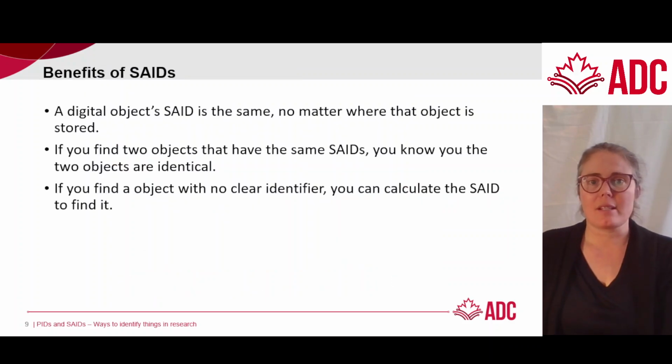The benefit of using a SED is that a digital object's SED is the same no matter where the object is stored. So if you find two different objects in two different locations, but they have the same SED, then you would know that the two objects are identical. And if you do find an object, like a schema, for example, that has no clear identifier, you can calculate the SED and then use that to find how it's identified, like in the literature.